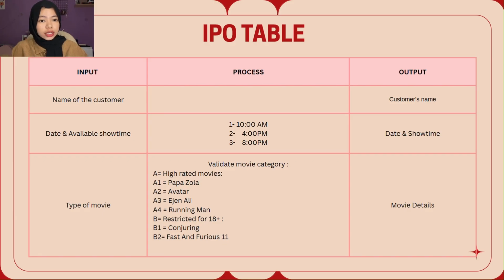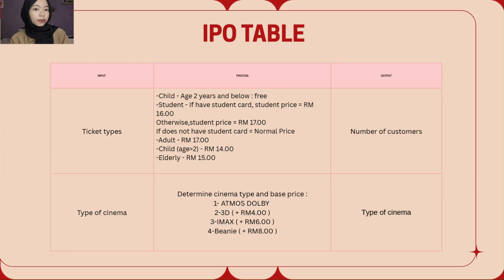For movie category, the user needs to enter code A or B. Code A is for highly rated movies, code B for restricted movies. If the customers wish to watch the Papa Zola movie, they just need to enter code A1.